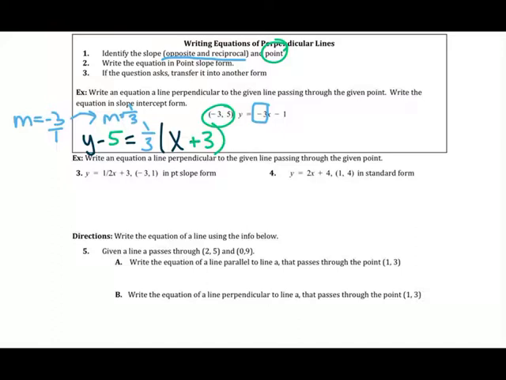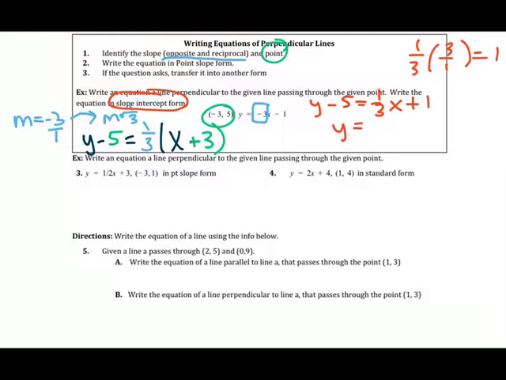This question specifically tells us slope-intercept form. So the very first thing I'm going to do is distribute 1/3. That's going to give me 1/3 x. 1/3 times 3, or 1/3 times 3 over 1, is 3 over 3, which is just 1. So 1/3 x plus 1. Then I'm going to add 5 on both sides. So y equals 1/3 x plus 6 is going to be the equation of my perpendicular line.